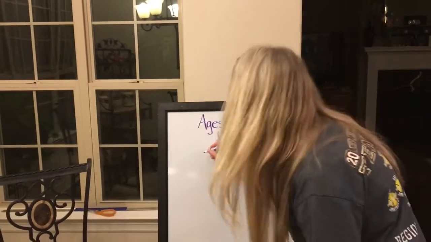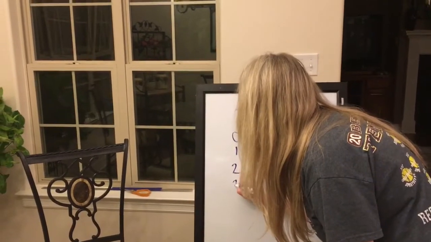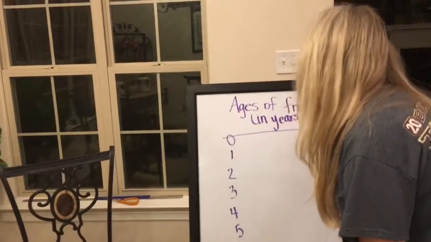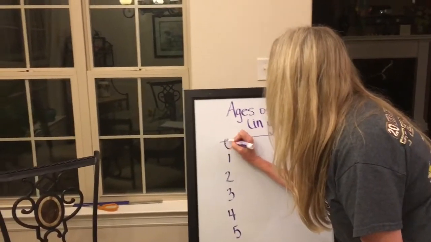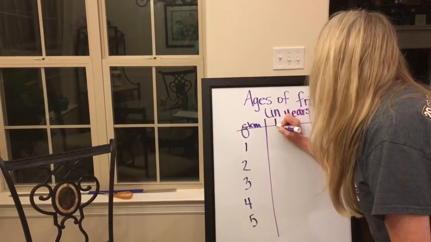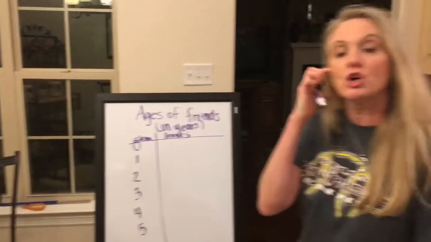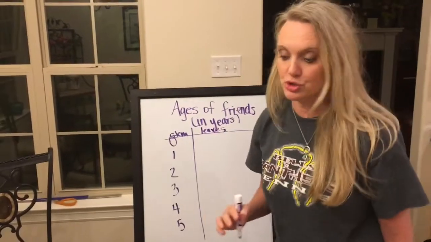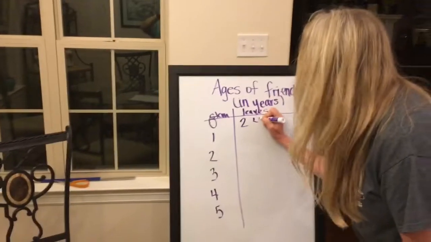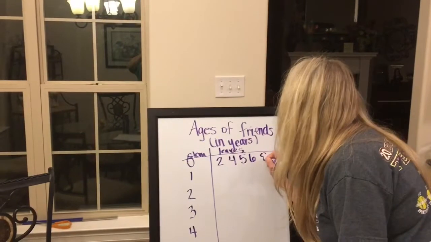So for my stems, I have 0, 1, 2, 3, 4, 5. Okay, we're going to put this as my stem. And here are my leaves. So I want to look at which numbers go from 0 to 9. So I have a 2, 4, 5, 6, and an 8.